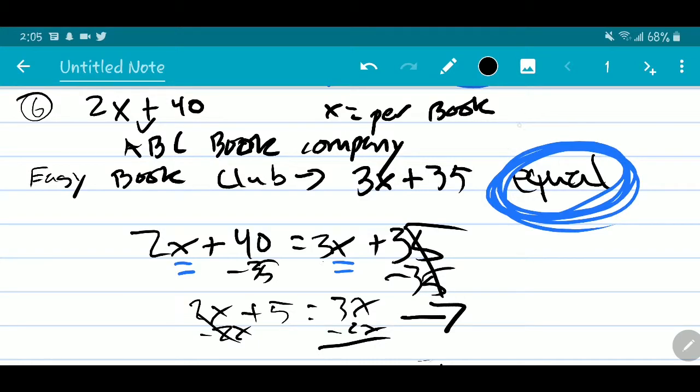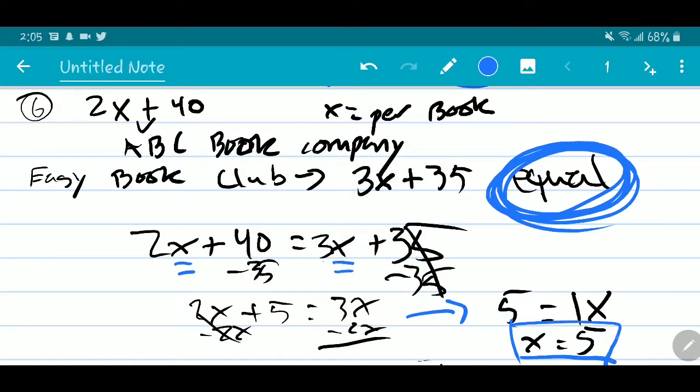Let's change that color for contrast. Let's go ahead and simplify that. So we have 5 equals 1x. So x has to equal 5. And that is our answer. And the answer choice is H.